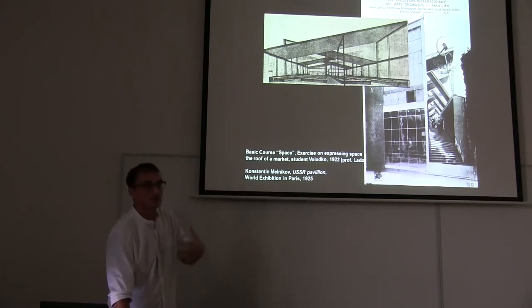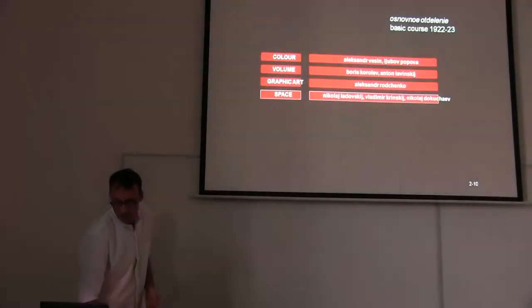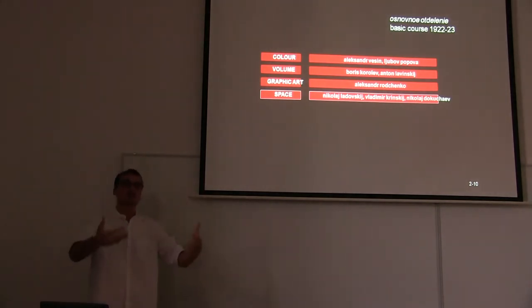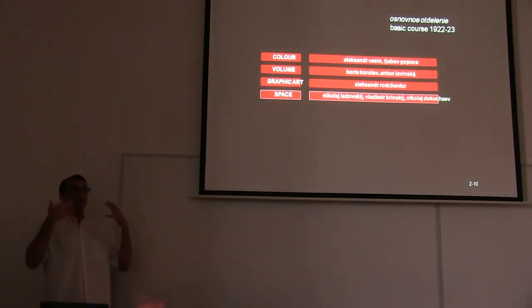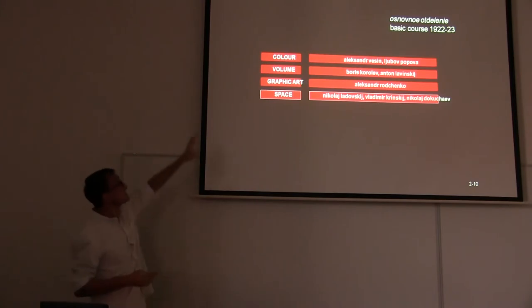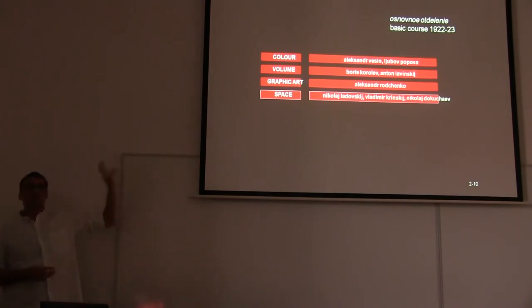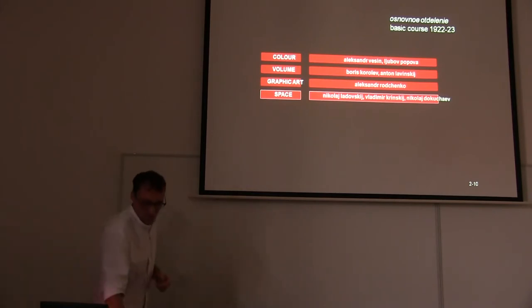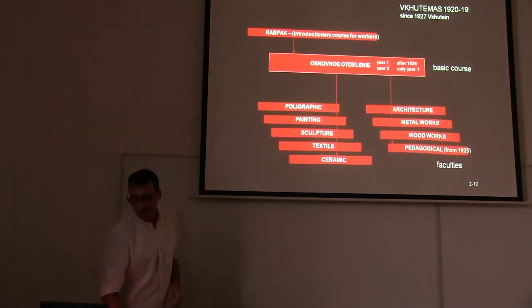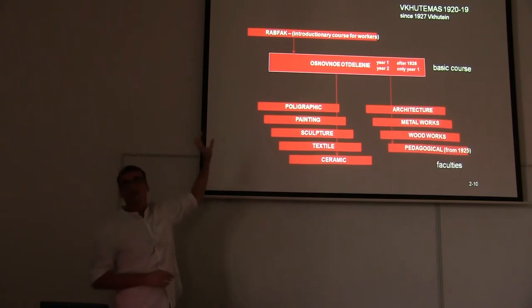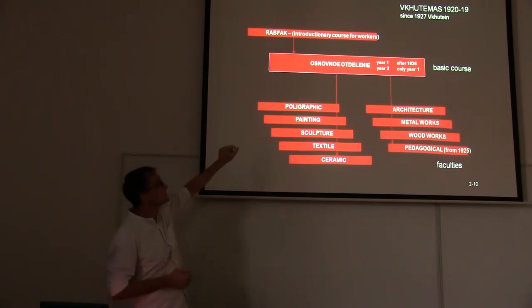So, a kind of interaction with the experimental work conducted within the school. The basic course was the introduction to the school. The first two years were divided into four basic elements, basic courses: color, volume, graphic, and space. Space was the propaedeutic process through which a student experienced this new phenomenon, this new formative process.